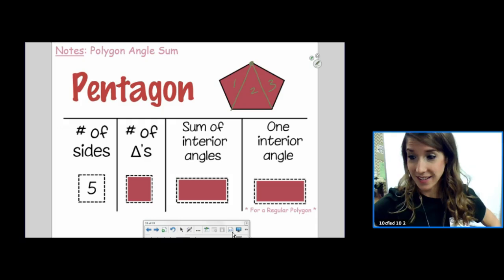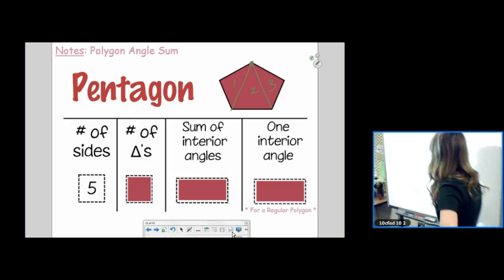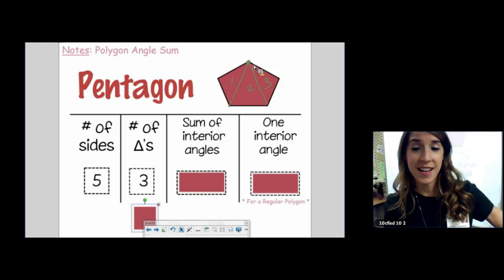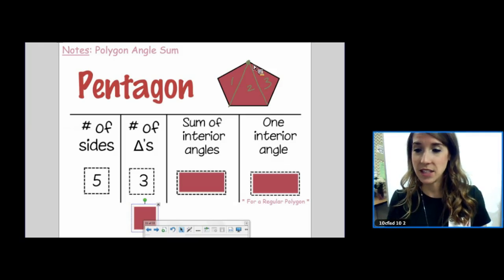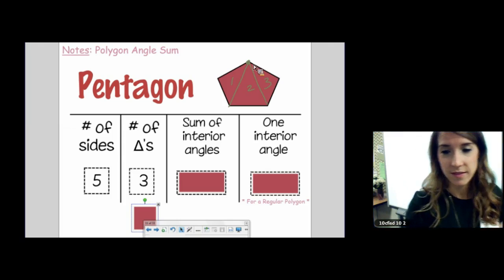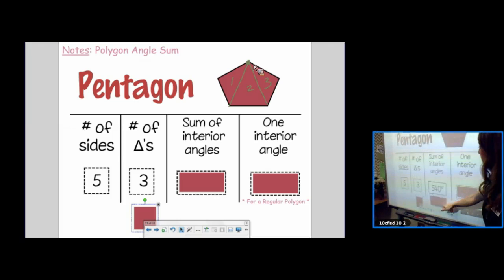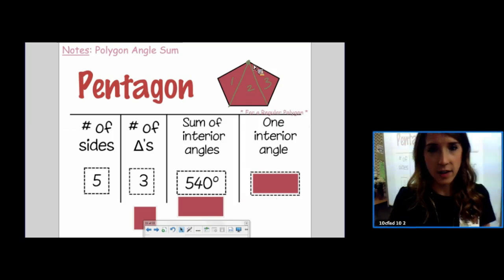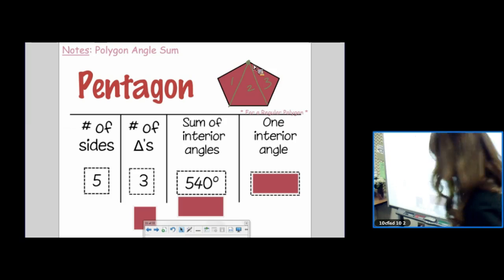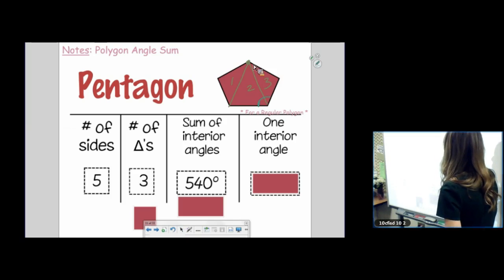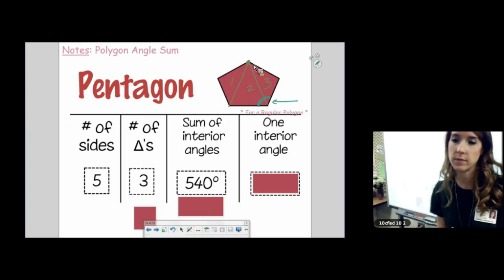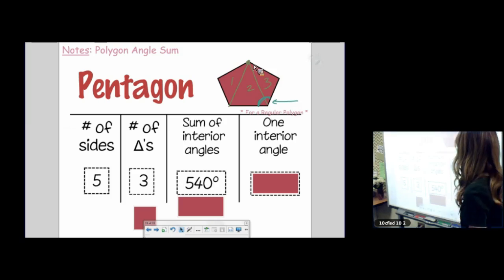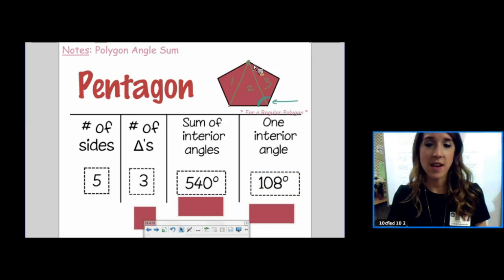3 triangles, right? Okay, so a pentagon can be divided up into 3 triangles. Each triangle has 180 degrees. So the sum of the interior angles, yeah, there we go, 540. Now, if my pentagon is regular and it has 540 degrees, I want to know the measure of one of the angles. 540 divided by 5. Very good. So you take the number of degrees and you divide it by the number of sides.